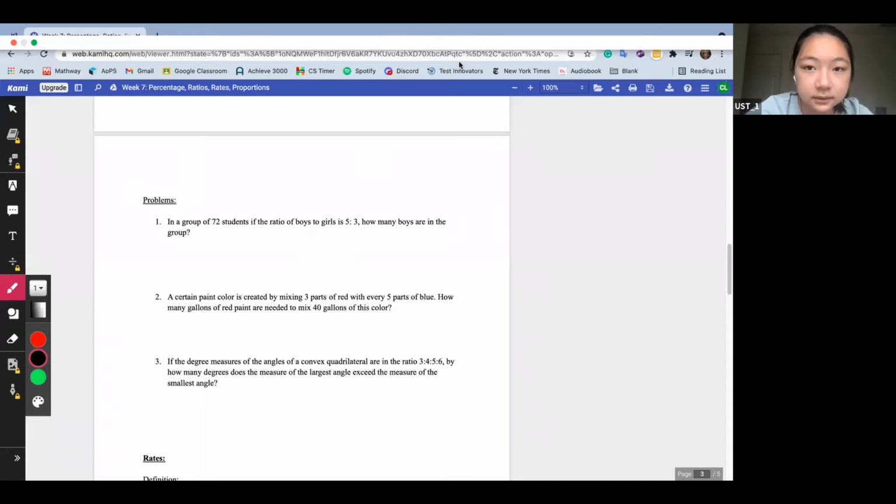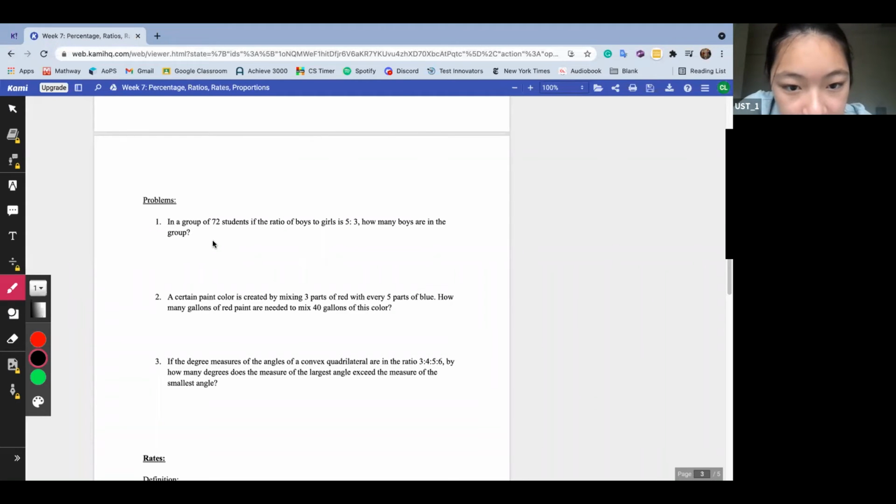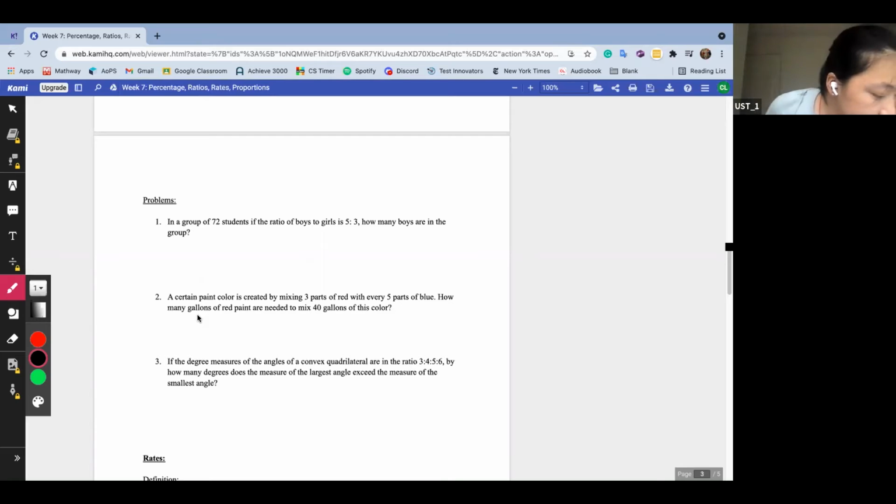Okay, so I'm going to explain it now. There's 72 students, and the ratio is 5 to 3. So what we can first do is, we'll see here that 5 plus 3 is 8. So the ratio of the total number of people to the number of boys to the number of girls is 8 to 5 to 3.